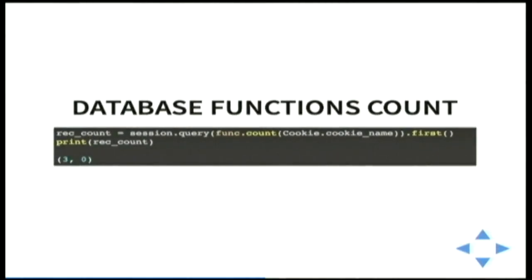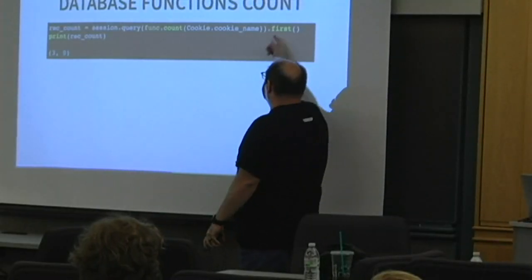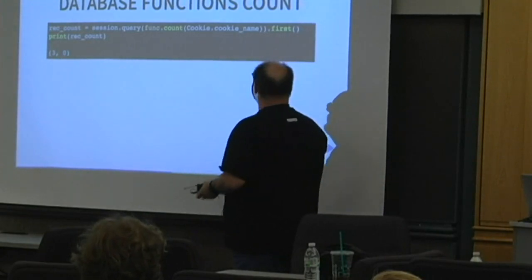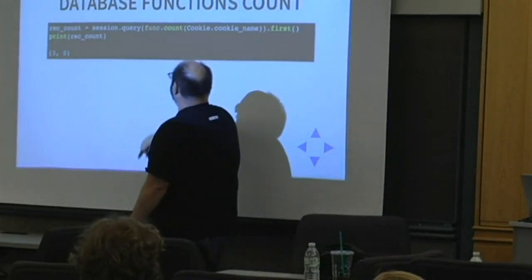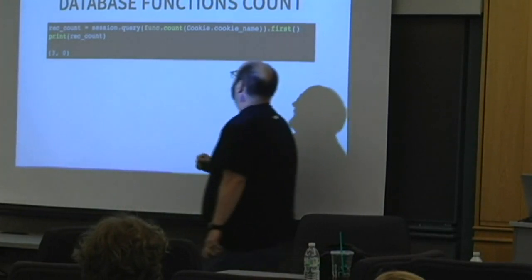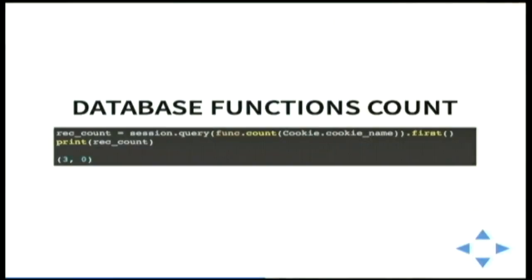So here I'm counting the number of different kinds of cookies that we have. Sadly, we only have 3 kinds of cookies so far, and I'm calling .first on it. This is kind of the related neighbor of scalar. So in this case, I actually end up with a 3 and a 0. And you're going, why did you get a 0? You didn't ask for it.